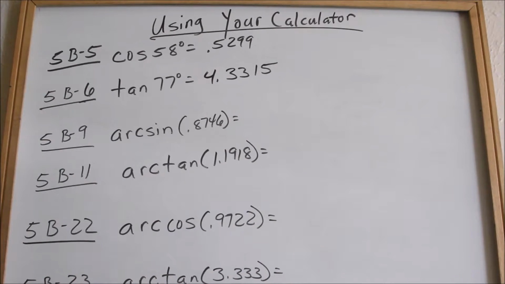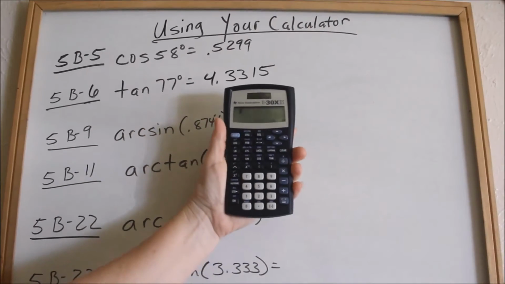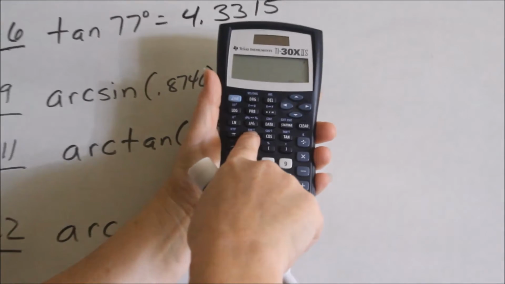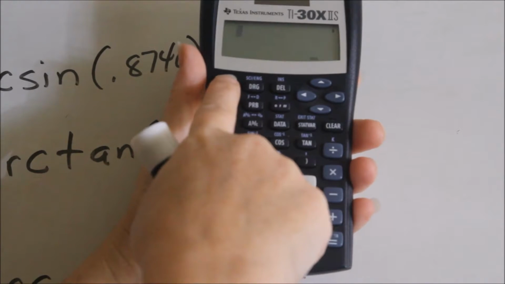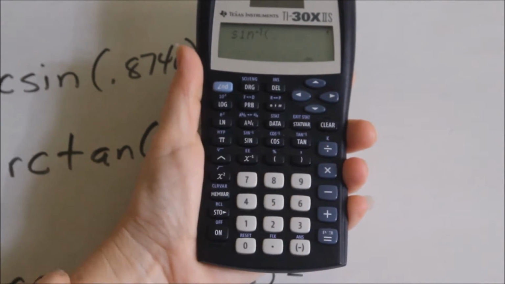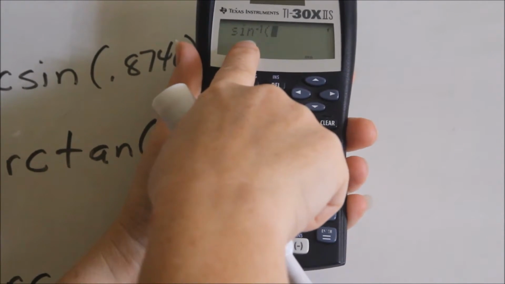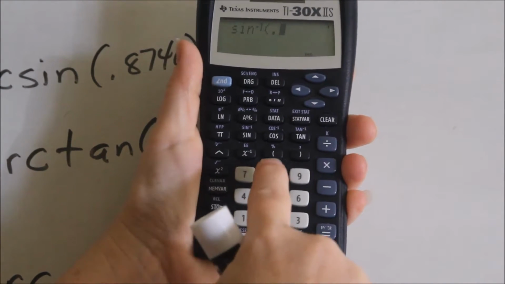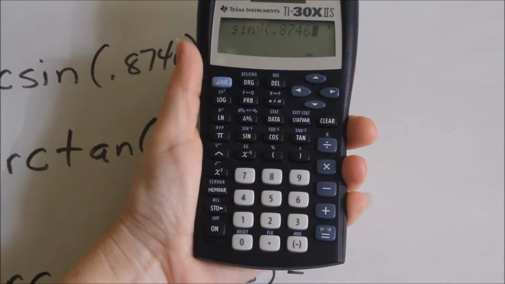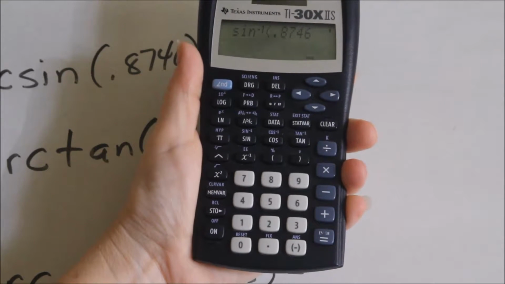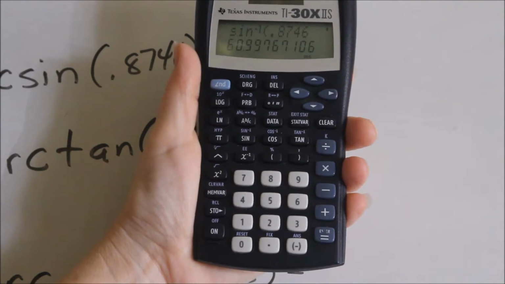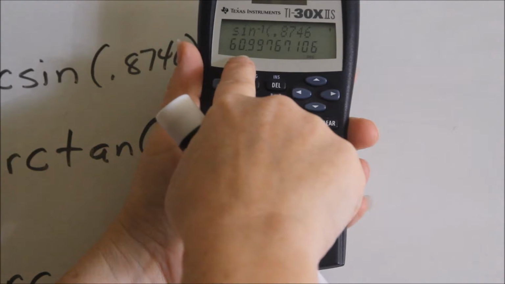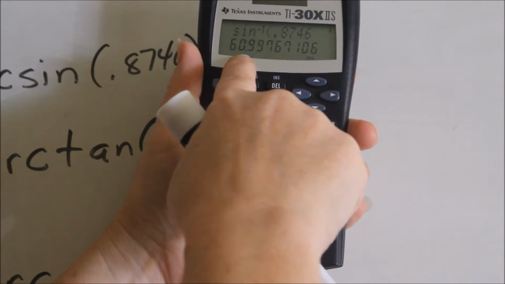On your calculator, you'll have to use your second button. Here's my sine button, but up above is the sine to the -1, which is the inverse of sine. So I needed the second button to do my inverse of sine. Now put in your decimal, 0.8746, and hit enter. The instructions say round to the nearest whole number. I got 60.997, so I can round to 61 degrees.